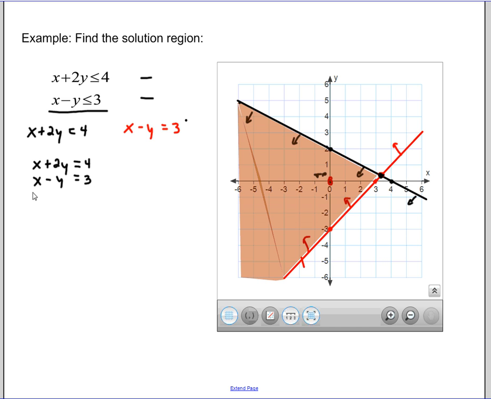So I'm going to take my second equation by the addition method, and I'm going to multiply it by negative 1 on both sides. So that's going to give me x plus 2y equals 4, added to negative x plus y equals negative 3. And doing some addition right here gives me 3y equals 1, which is to say y equals 1/3.